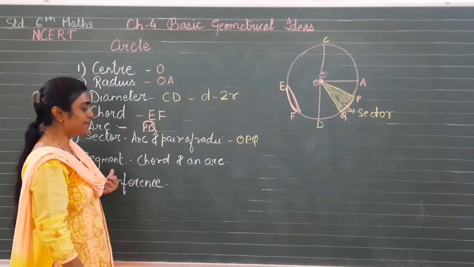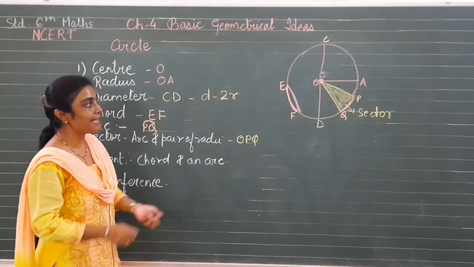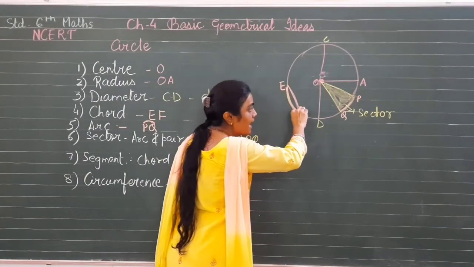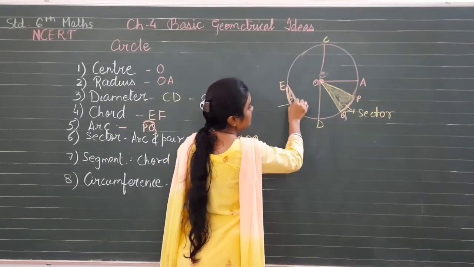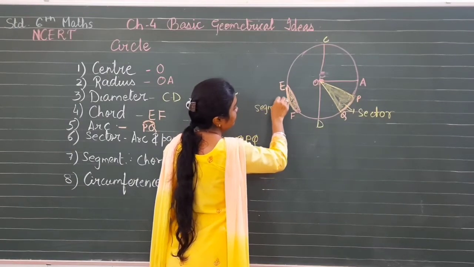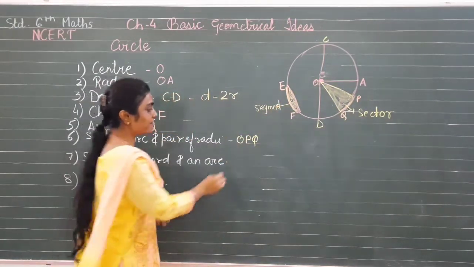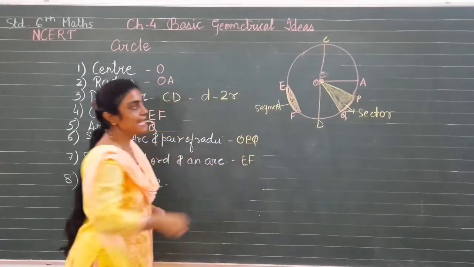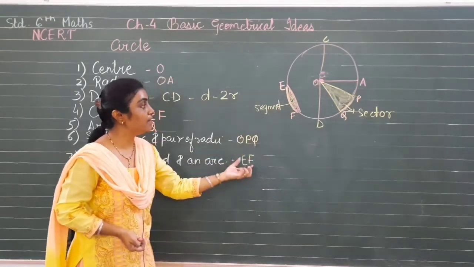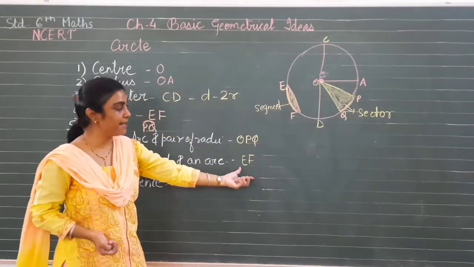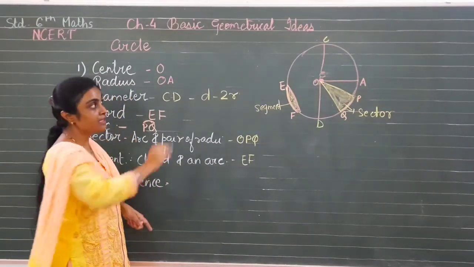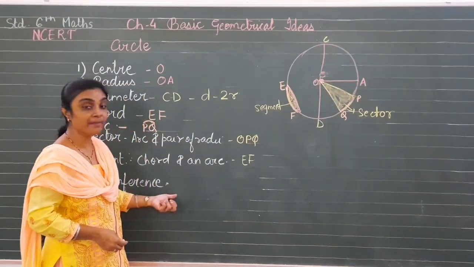Now let us see segment. It is formed with the chord and an arc. So this is your chord and this is your arc. This portion which is formed will become your segment. So we can say EF can give your segment. This complete portion with the chord as well as the arc will become a segment of the circle. Now circumference. Circumference means the complete boundary.